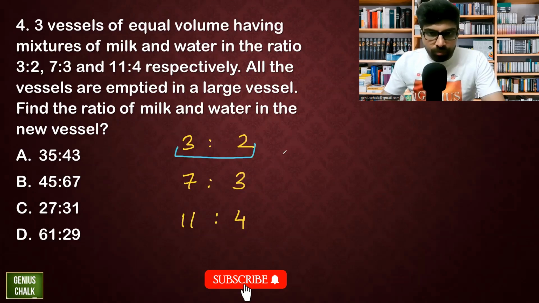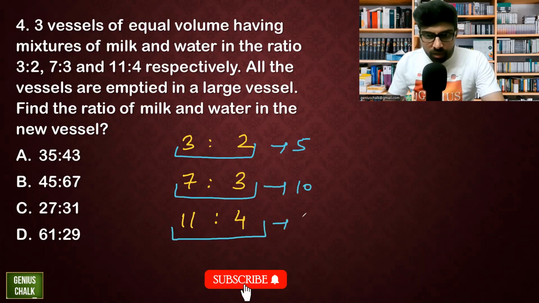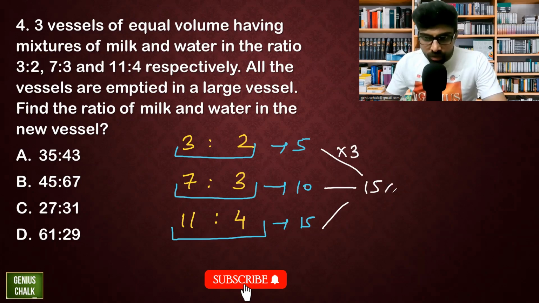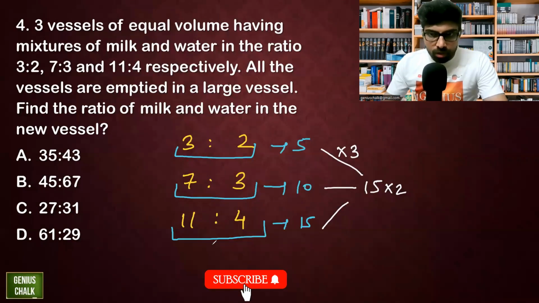This total is 5, this total is 10, and this total is 15. Now by what number should I multiply? That number must be the LCM. So what is the LCM of all of these 3? That is 15. So this is multiplied by 3. No, not 15, sorry, it is 30, right? So this is 15, this is 10, this is 5. So this is 30 now.